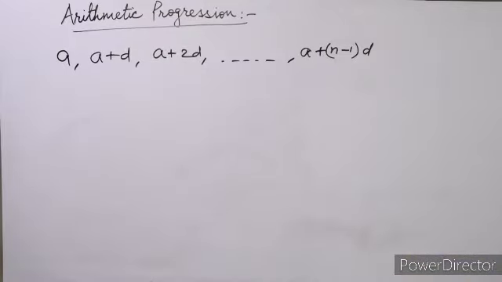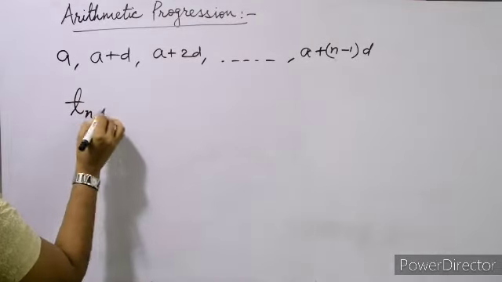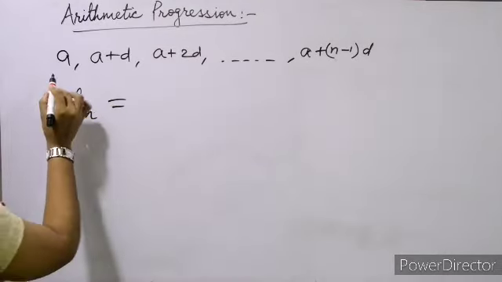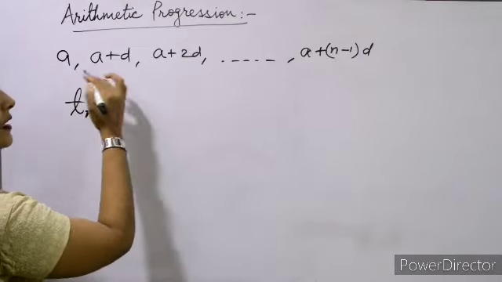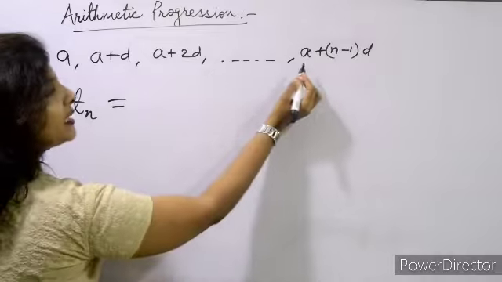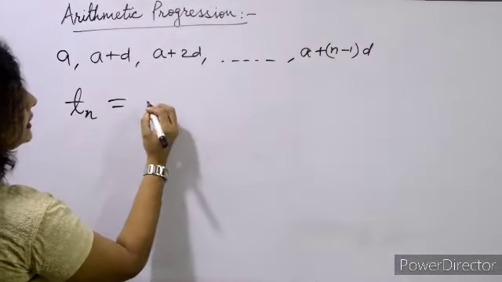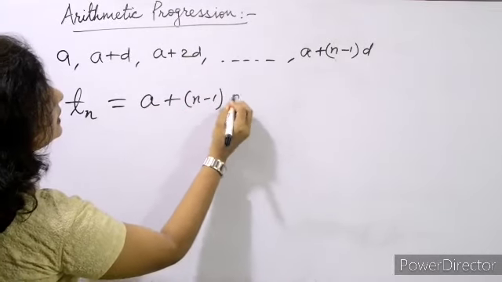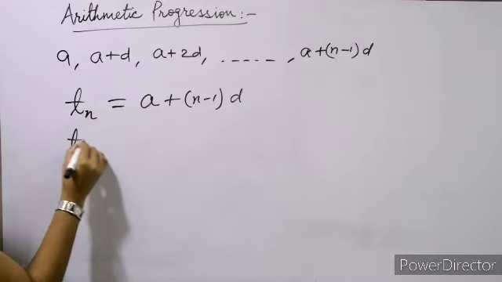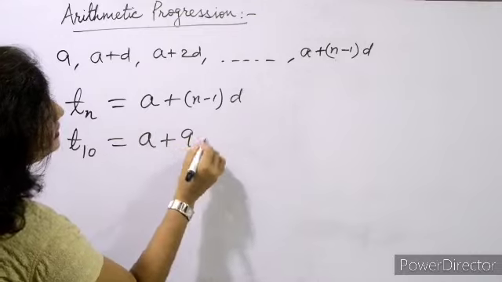Now we'll see the general term of an AP, which we denote as Tn. The first term is A, the second term is A plus D, the third term is A plus 2D. Similarly, the nth term has N minus 1 D. So Tn, the nth term, will be A plus N minus 1 D. If we have to find T10, it will be A plus 10 minus 1, that is 9D.